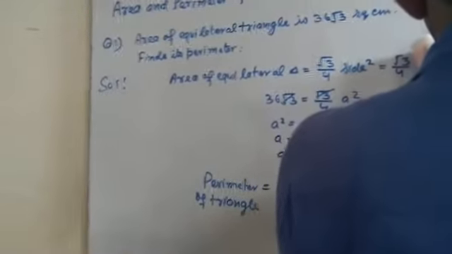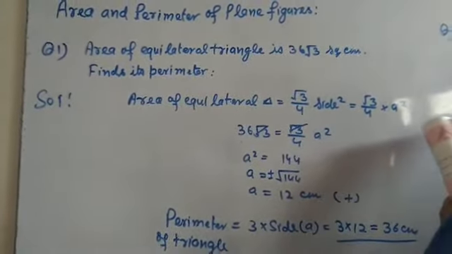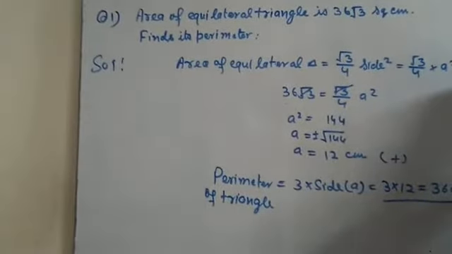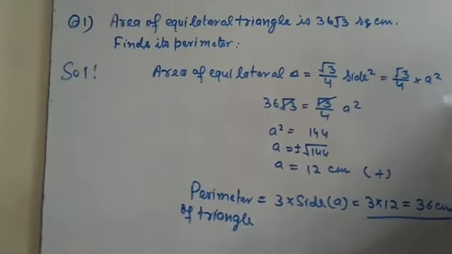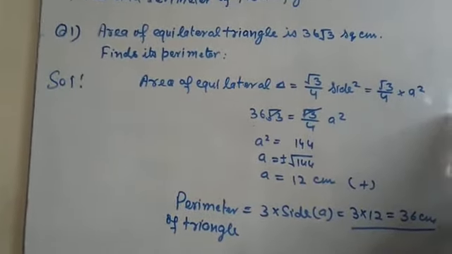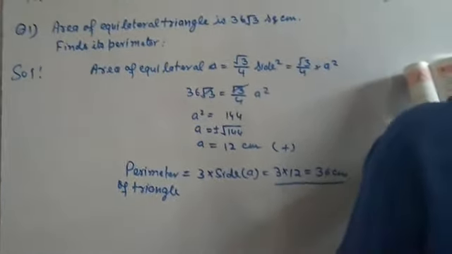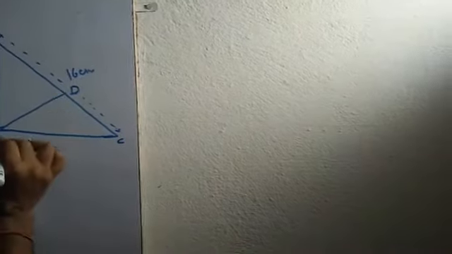Question 2. This is a given right angle triangle. In the figure, right angle triangle, this is given 16 centimeter, AC is 16 centimeter, and this is 8 centimeter, this D, this B.